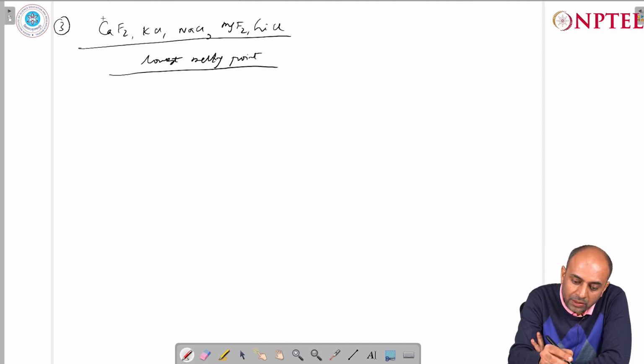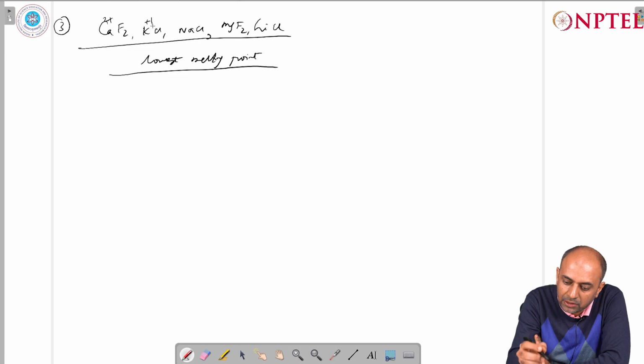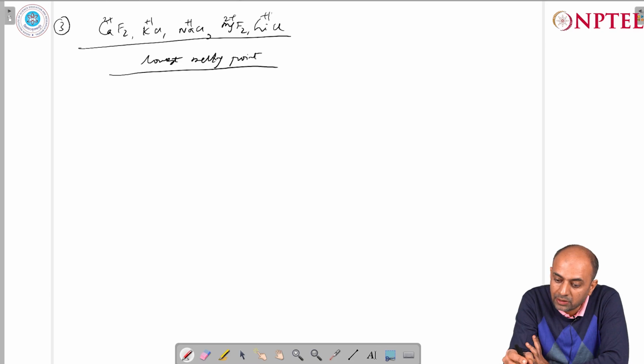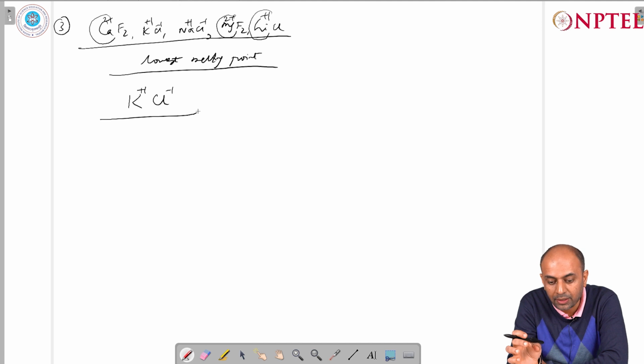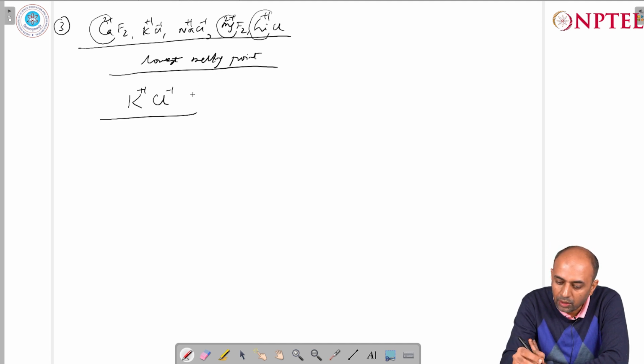So calcium is 2 plus, it has a smaller size, potassium is +1, sodium is +1, magnesium is 2 plus, lithium is +1. Lithium is a very small ion, magnesium is dipositive, calcium is dipositive. So these 3 are ruled out. Now between potassium and sodium, both having the same anion, chloride, potassium ion has a larger size. So naturally KCl, the combination of potassium cation and chloride anion, results in the weakest electrostatic interaction, and therefore it has the lowest melting point.